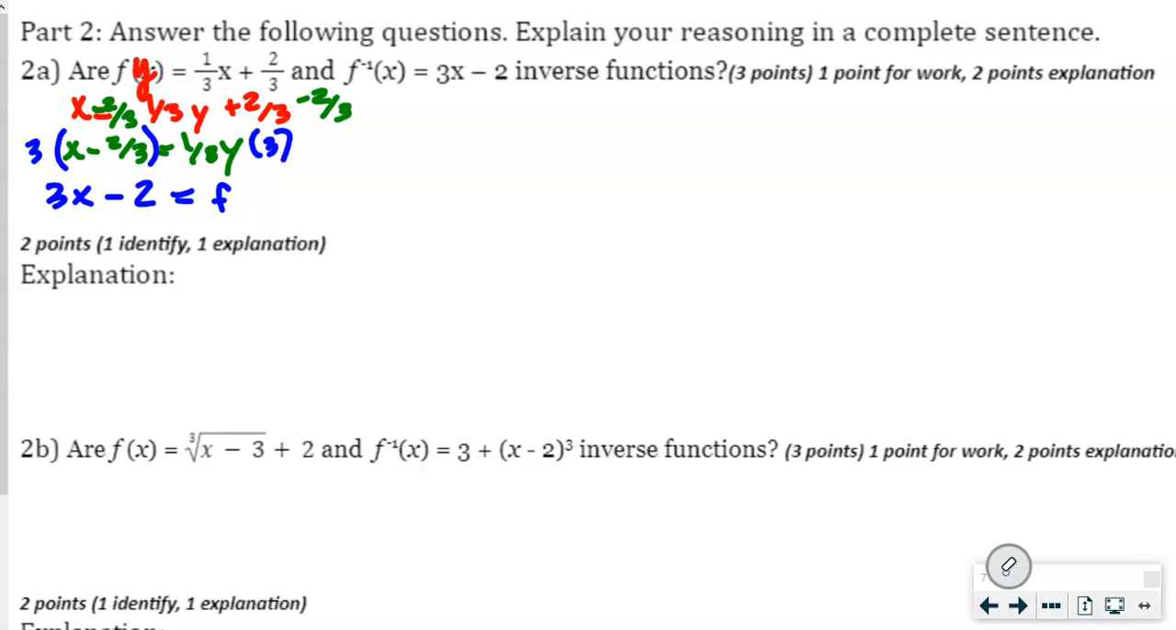f to the negative 1 of x. So is that what we have up here? 3x minus 2, it is. See that right there? Those are the same. So now we have to go the opposite direction as well.